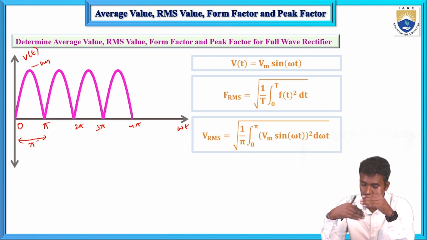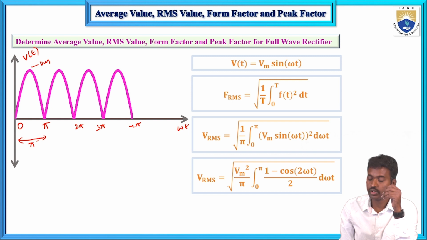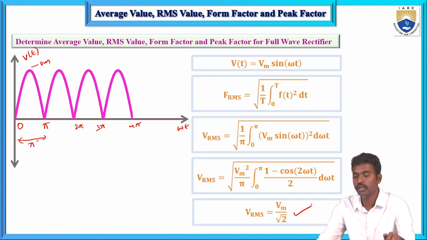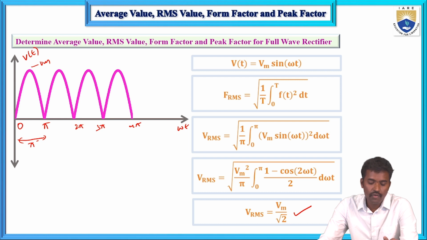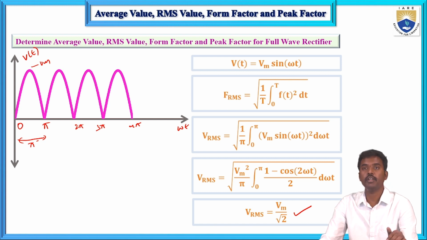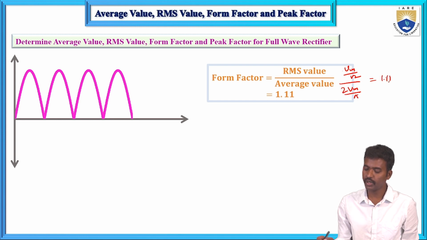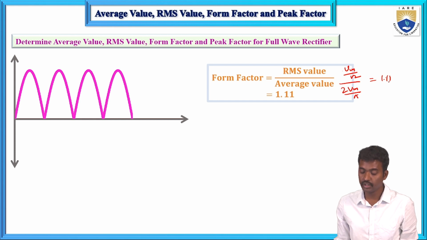Same procedure follows. Sin square omega t means (1 minus cos 2 omega t) by 2. If you simplify this, you get Vm by root 2. Now we have the average value and the RMS value, and we know the maximum value Vm. Then we can determine the form factor and peak factor. RMS value is Vm by root 2, and the average is 2 Vm by pi. This value equals 1.11, as we discussed in the first problem.